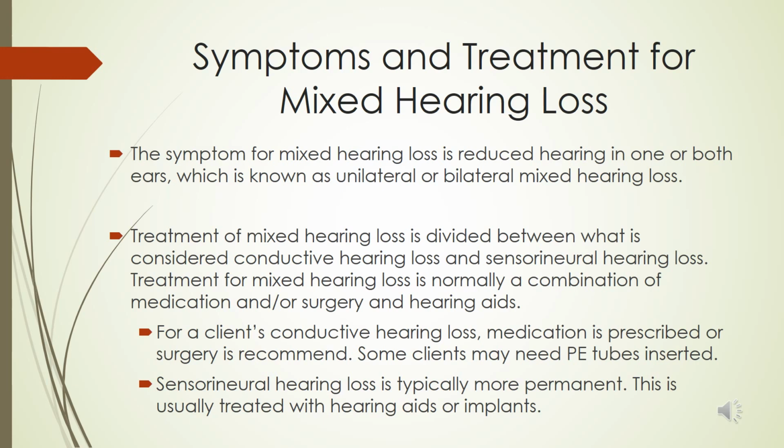Symptoms and treatment for mixed hearing loss. The symptom for mixed hearing loss is reduced hearing, which can occur unilaterally or bilaterally. This means it can occur in one or both ears. Treatment for mixed hearing loss can vary because the portion of the ear affected by conductive hearing loss is treated separately from the portion affected by sensorineural hearing loss. The area affected by conductive hearing loss is treated with medication or surgery. Some clients may require the insertion of PE tubes. Sensorineural hearing loss can be permanent and would require hearing aids or implants.